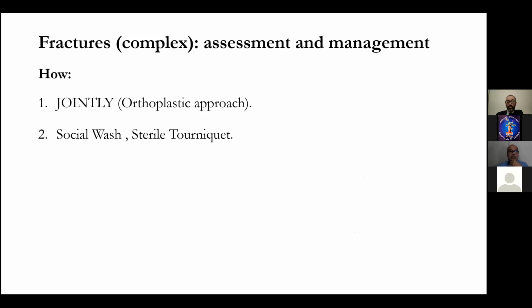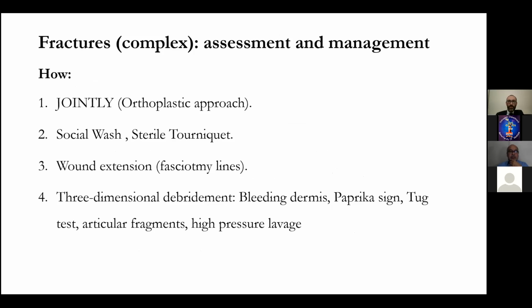Debridement should be done jointly. Skin wash, sterile tourniquet, wound extension through the fasciotomy lines, three-dimensional debridement. You debride the dermis and the bone, and do a tug test for any attached bony segments or pieces that you are not sure are viable or not. Articular fragments, be very careful. We don't throw away articular fragments easily. High pressure lavage, and then you classify your fracture. Again, this is a very, very critical point. The Gustilo classification is made after the index debridement. It's not an emergency room classification.